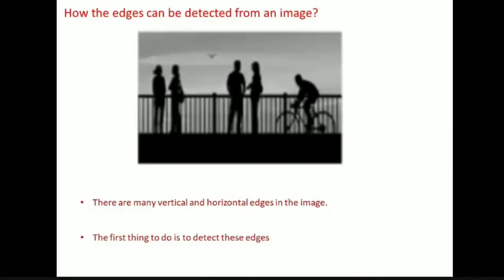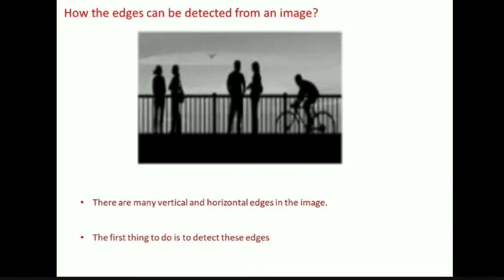There is a cycle and 5 persons. There is some kind of a bird also present, the sky, the land, and there is some kind of grill, right? So when we provide this image to the convolutional neural network, first of all, it is going to identify the edges.